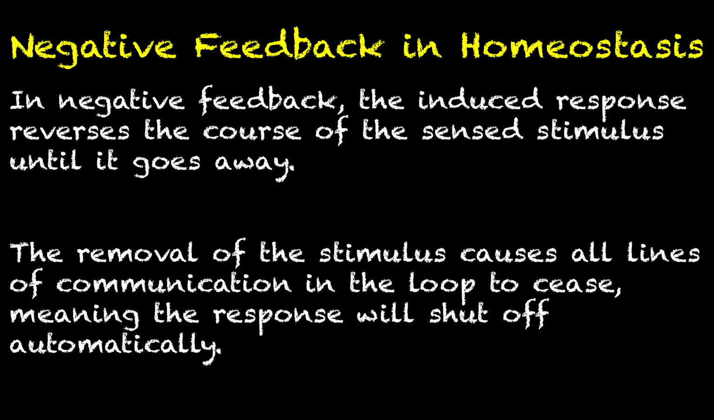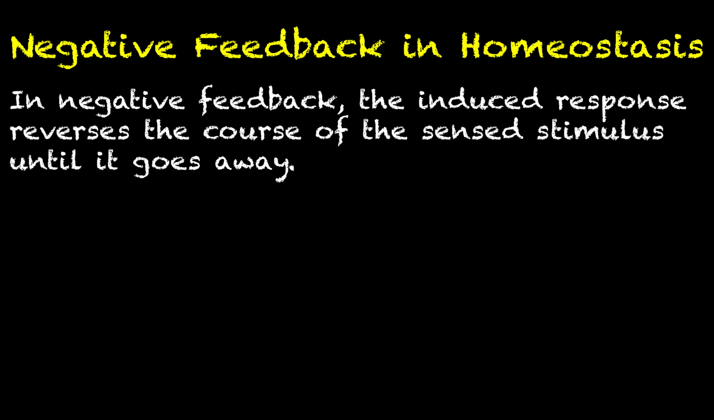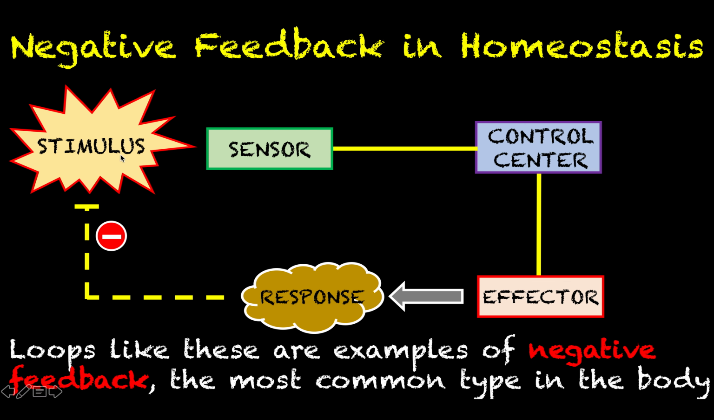So basically the way to think about this is that the removal of the stimulus causes all lines of communication in the loop to cease, meaning the whole response is going to shut off automatically. Think about it this way. If the blood pressure goes back to normal, the sensor no longer has a stimulus to sense, so it's going to stop its communication with the control center. If the control center is no longer receiving communication from the sensor, it will no longer send messages to the effector. And if the effector is no longer receiving messages from the control center, it will stop doing whatever it was that was bringing the blood pressure down to begin with.